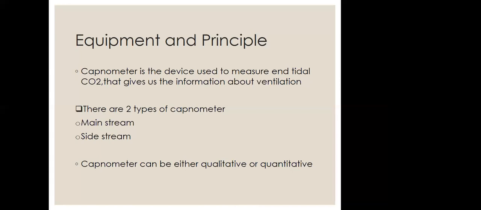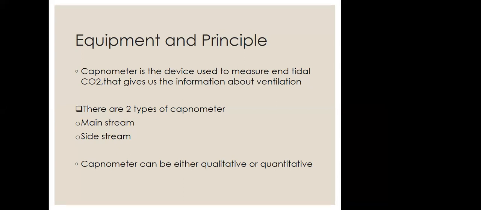The mainstream system is only used in patients that are intubated. And the side stream configuration can be used in both intubated and non-intubated patients. And a capnometer can also be qualitative and quantitative. Basically, it also tells us the precise end-tidal CO2 in range. It tells us in which range the end-tidal CO2 falls by changing the color of the capnometer.